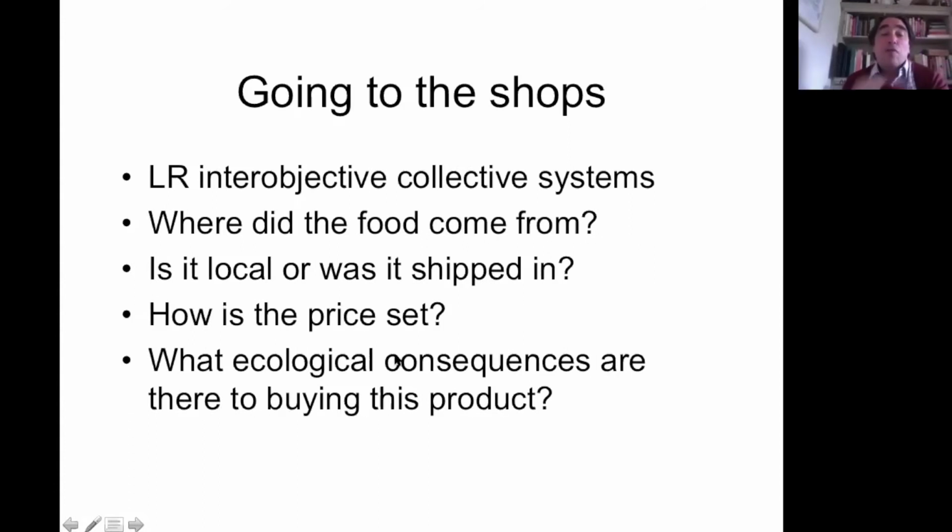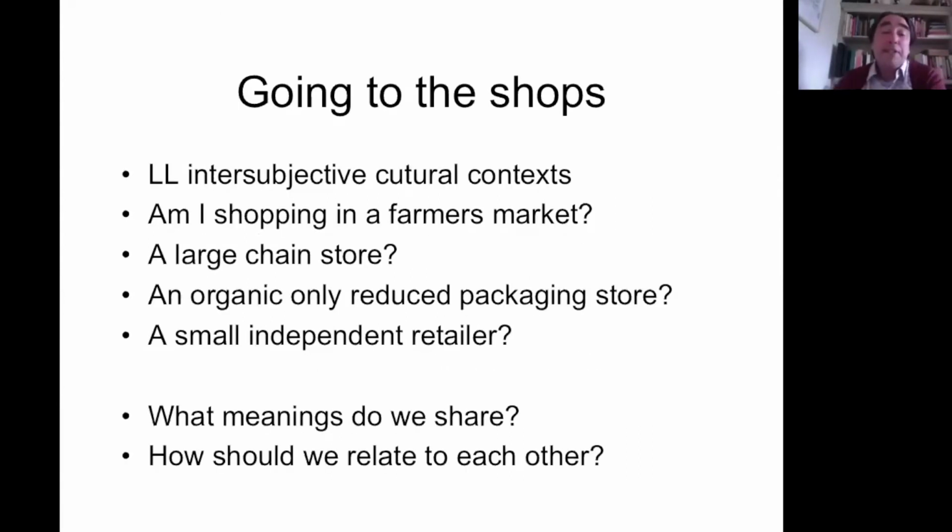In the lower right, interobjective collective systems, where did the food come from? Is it local or was it shipped in? How is the price set? What ecological consequences are there to buying this product? And in the lower left, intersubjective cultural context, am I shopping in a farmer's market, a large chain store, an organic only reduced packaging store, a small independent retailer? And if you're in these different stores, you might ask yourself, what meanings do we share?